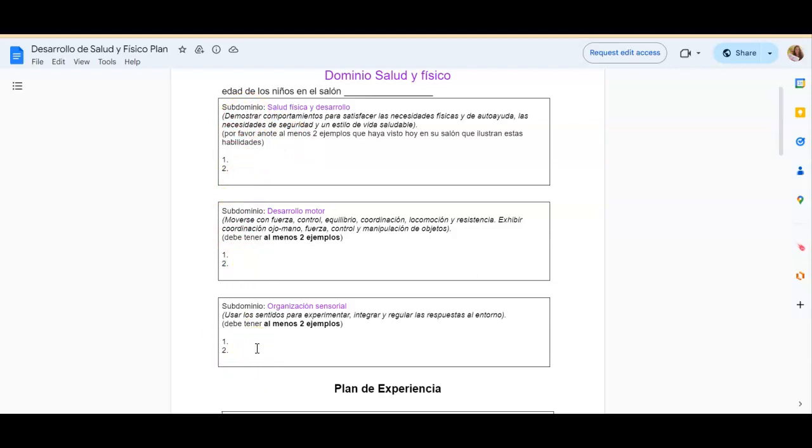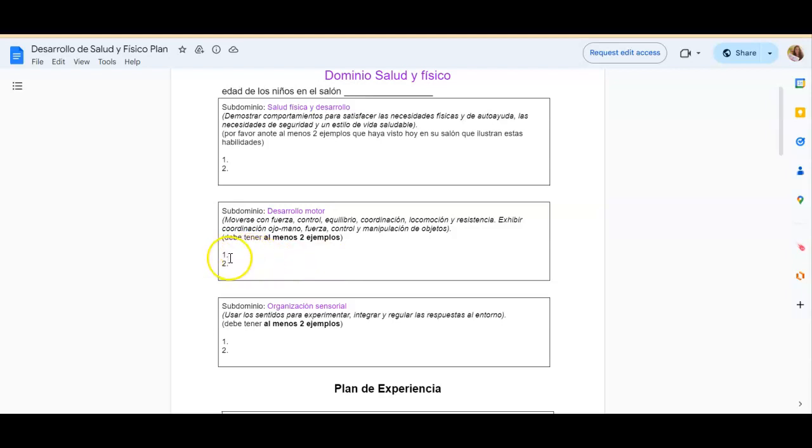My suggestion for you also would be don't always find things that children can do. Maybe also give examples of things that they can't do. So, for example, over here in this is motor development, maybe coordination. Maybe you're working and you're watching the kids, and some of the kids really are having a hard time balancing on one foot. Write that down.